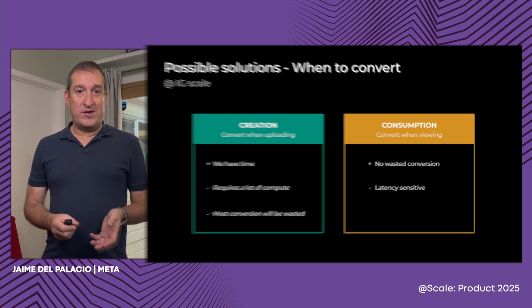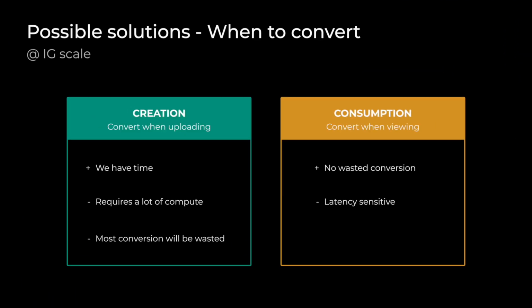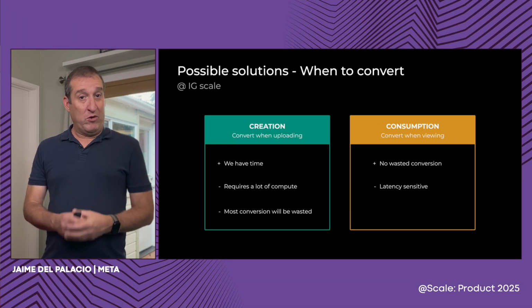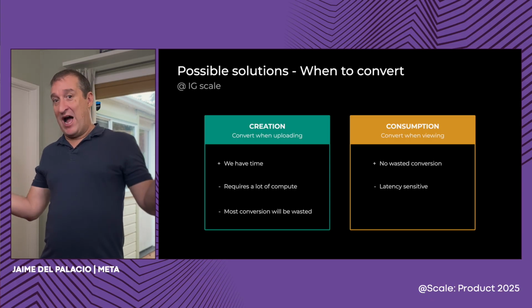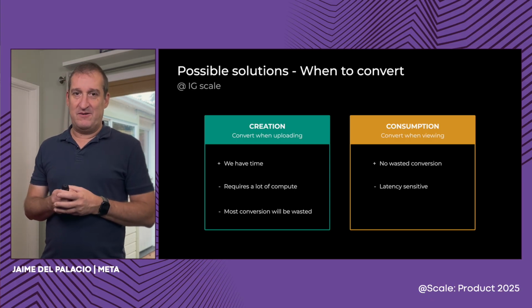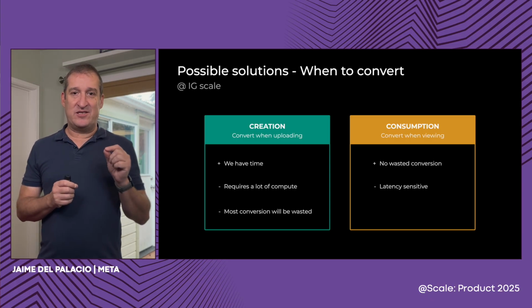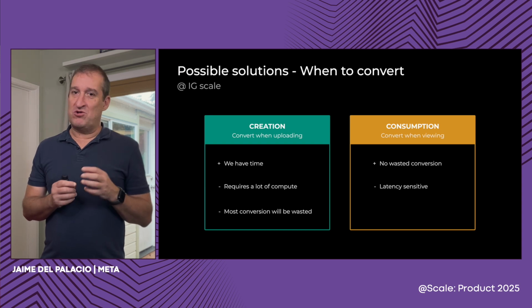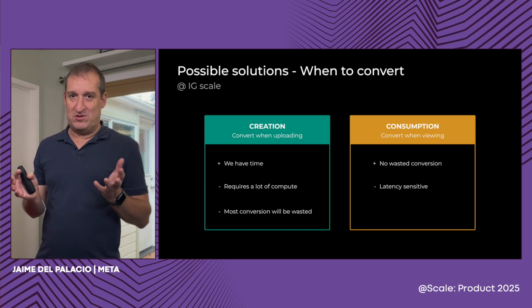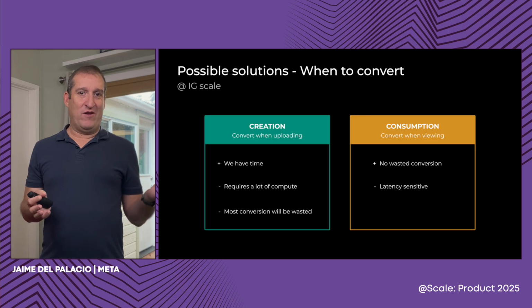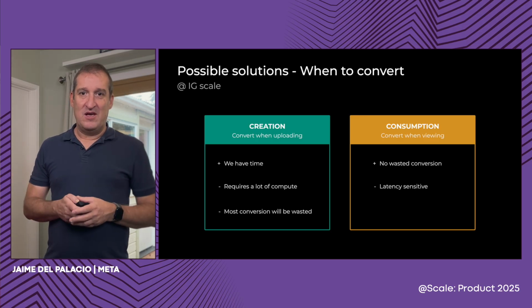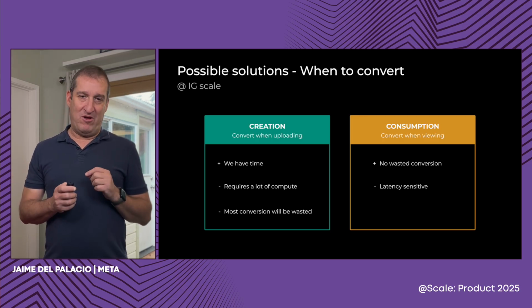The other option was to convert at consumption time, when the user watches the media on the app. That would guarantee that there are no wasted conversions, as we would only convert what is actually displayed on Quest. We would need less power to convert because we don't have to convert all of the IG media, but it's highly sensitive to latency. Users usually spend a few seconds per post and are not willing to wait for minutes for a conversion. So the pipeline would need to be very, very fast.